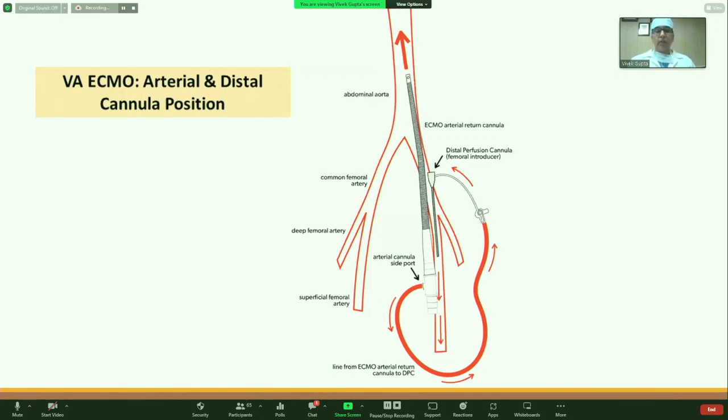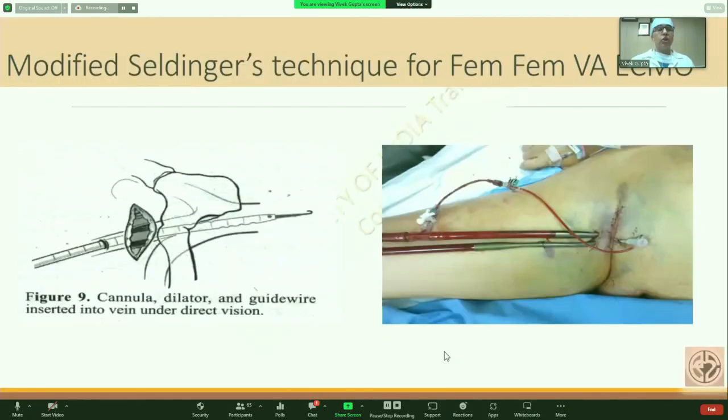You can see here how the arterial cannula in VA ECMO goes. You can see the femoral artery, and it is passing through and reaching beyond the bifurcation. And you can appreciate that this is the distal perfusion cannula, which is connected through the arterial cannula, and it is perfusing the distal part of the limb to prevent any limb ischemia.